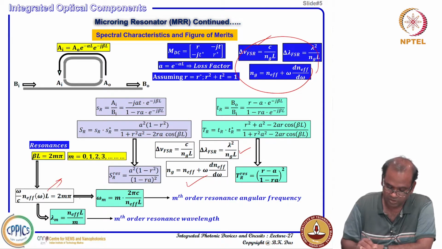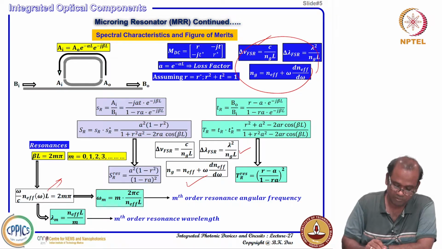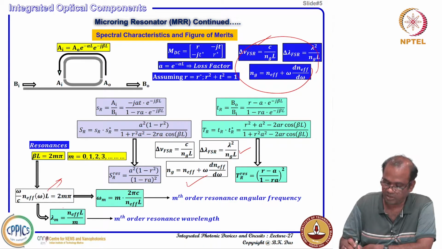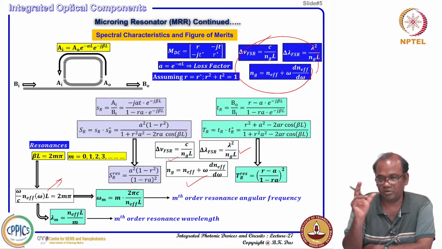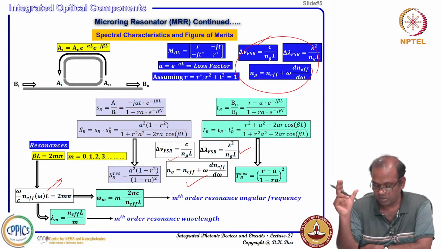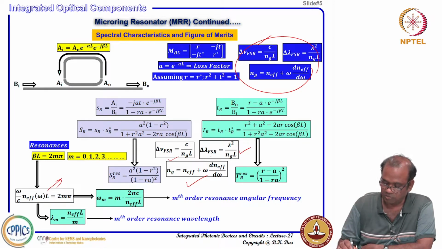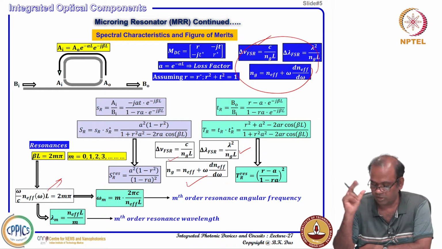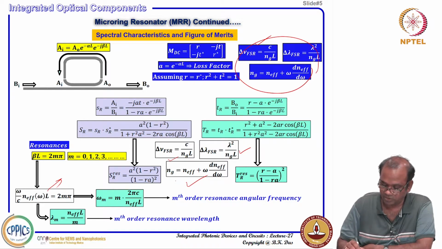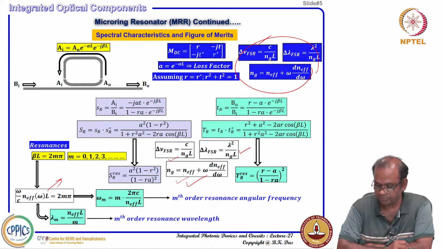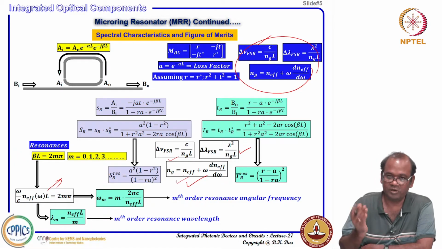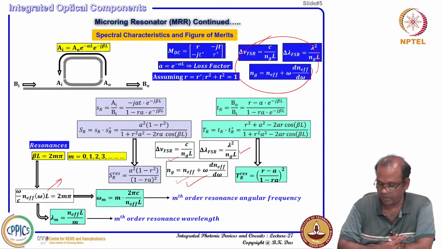From this relationship we have derived that if we go for successive resonances, mth to (m+1)th resonances, and find their frequency separation, that is called the free spectral range. That is the frequency separation between successive resonances, and this is the wavelength separation between successive resonant wavelengths. In that case we need to introduce the group index, because whenever we are considering resonance or wavelength dependent things, the group index actually matters.